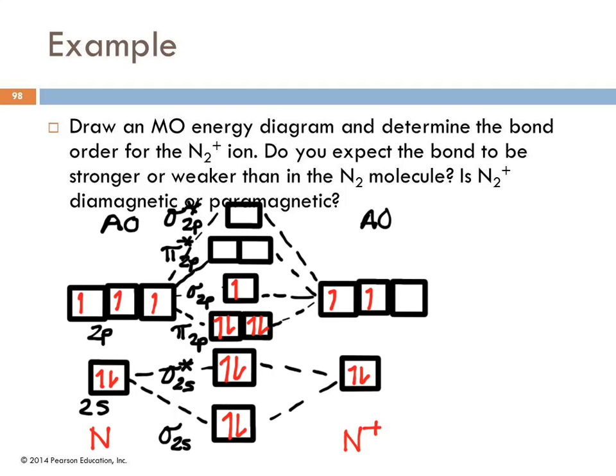And then what's the bond order? How many electrons in bonding orbitals? Well, there's this one. There's 2. And this is 6, and 1 is 7. So 7 in bonding orbitals. How many in antibonding orbitals? Just 2. And that's divided by 2. So 7 minus 2 is 5. So we get 5 halves, or 2.5.